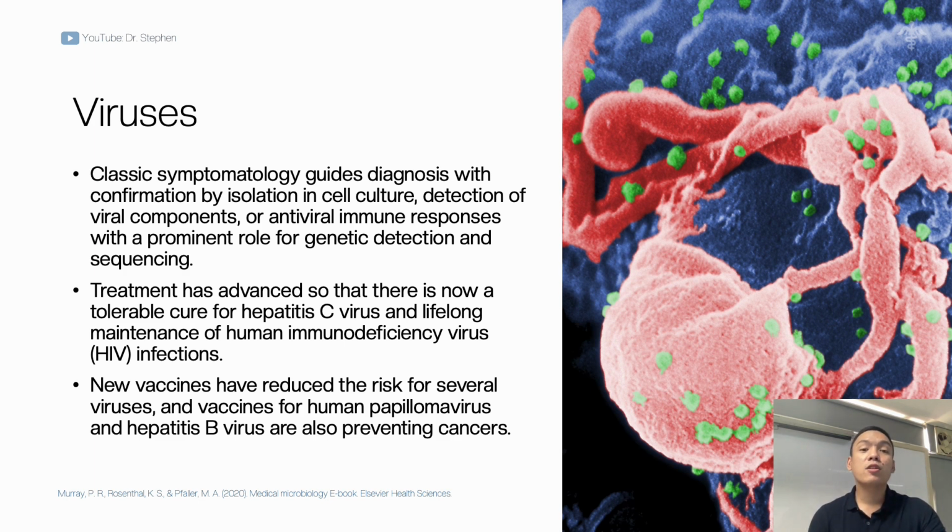Nowadays, treatment for viruses has advanced, so there is now a tolerable cure for hepatitis C virus and lifelong maintenance of human immunodeficiency virus infections. We call these the antiretroviral drugs, or ARV. There are also new vaccines and immunizations that have reduced the risk for several viruses, and vaccines for the human papillomavirus and hepatitis B are also preventing cancers. We will talk more about these viruses in future lessons here in medical microbiology.